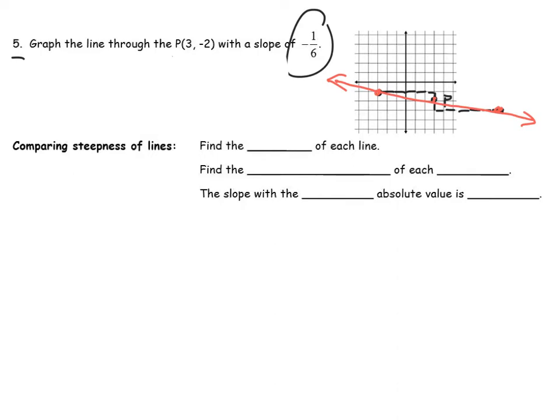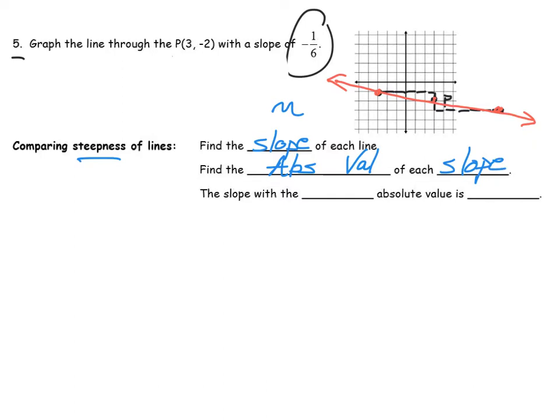Which brings us to our next note about the steepness of lines. So first thing you're going to do is find the slope of each line, or you can think about it as M. Find the slope of each line, find the absolute value of each slope.